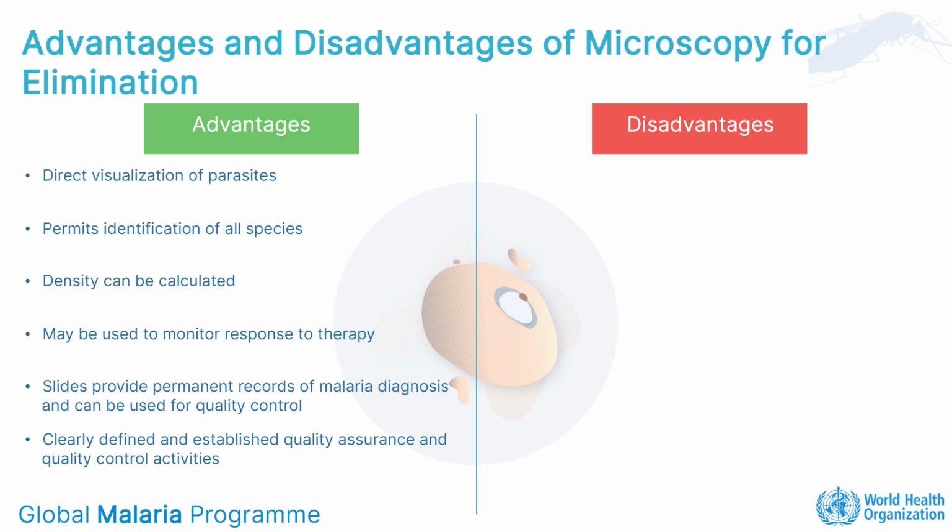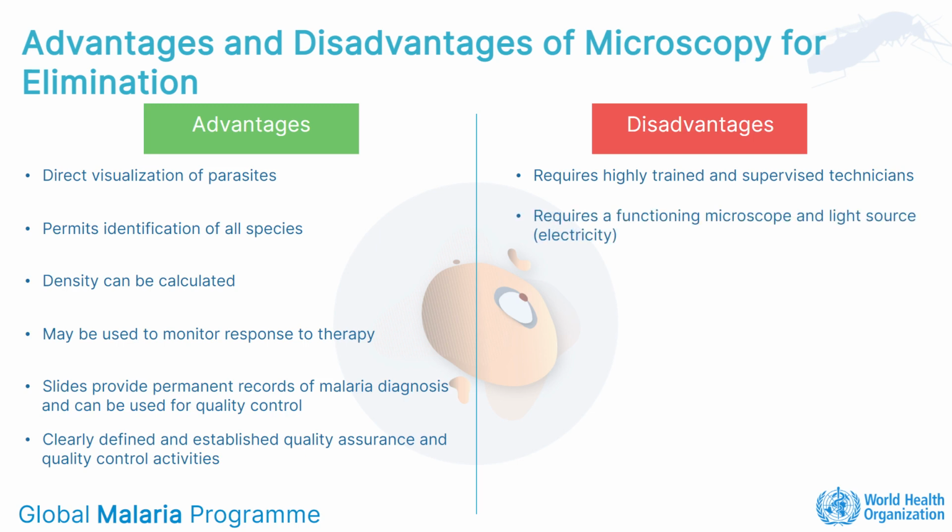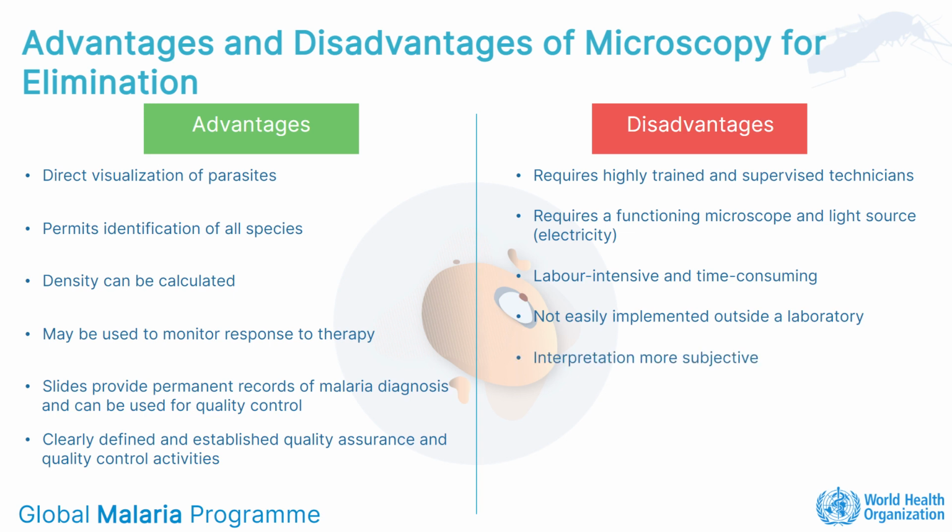However, there are also several important disadvantages to microscopy for malaria diagnosis and elimination. It requires highly trained and well-supervised technicians, which can be challenging in many countries given the distance and cost of supervision. The equipment is costly and often difficult to use in field settings. Electricity is required for a light source. It takes more time to read a blood slide than it does to conduct an RDT, and the interpretation of microscopy can be difficult, particularly the calculation of parasite density.